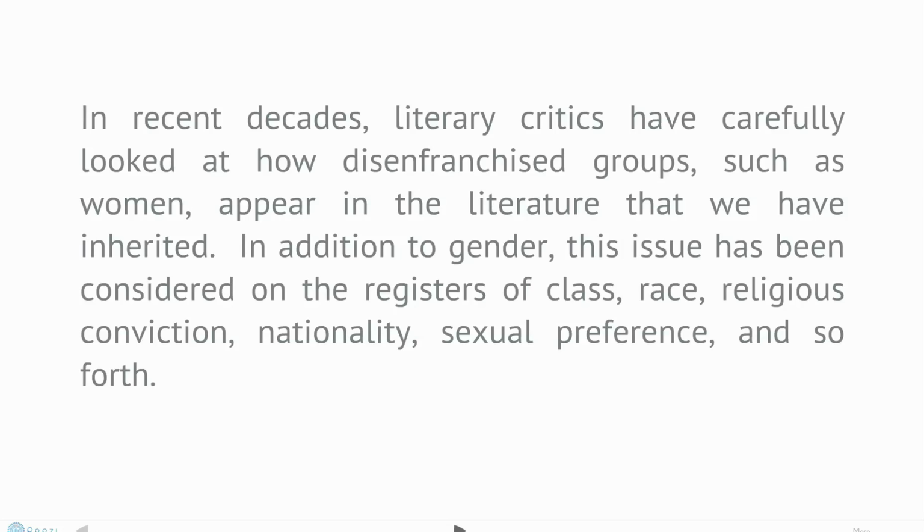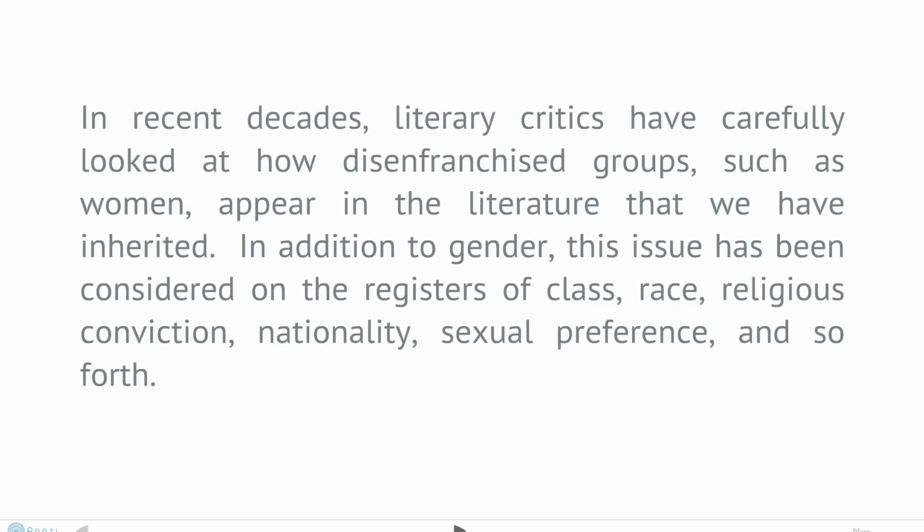But in recent decades, literary critics have looked carefully at disenfranchised groups. Women are one of the first examples, but this has been done on registers of class, race, religious conviction, nationality, sexual preference, and so forth. And in doing that, we were very interested, of course, in how women are, for example, represented 300 years ago, 500 years ago in one culture and another culture. And it can tell us a great deal about how they were thought of.